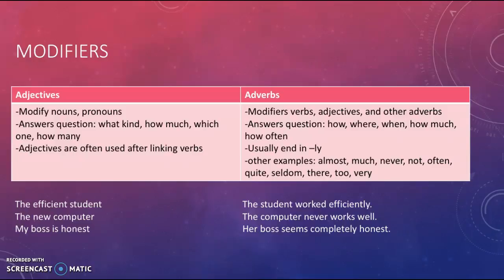Notice the adjective comes after the noun in this case because of the linking verb is. So my boss is honest. Honest is describing the boss, and so that's considered an adjective.